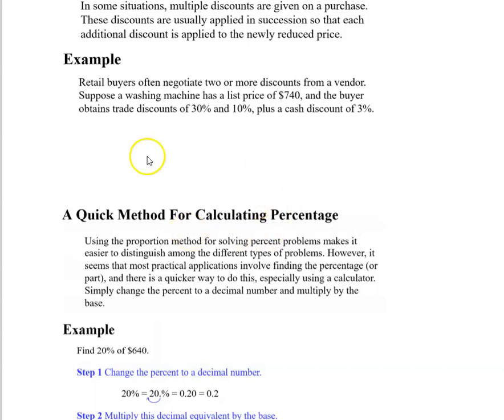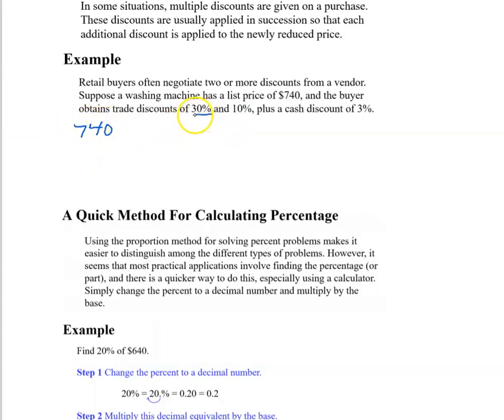So in this case, they're going to take the first discount off, and then they're going to apply the second one, and then they're going to apply the third one. They're not going to add 30 and 10 and 3, right, for a 43% discount. They're going to figure out the first cost, so let's do that real quick. So they're going to say 740.